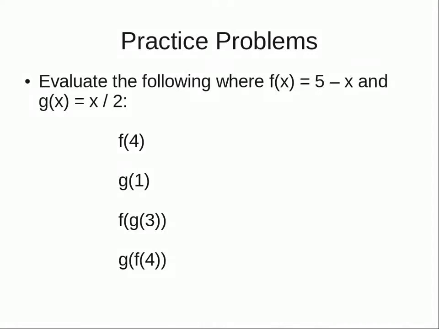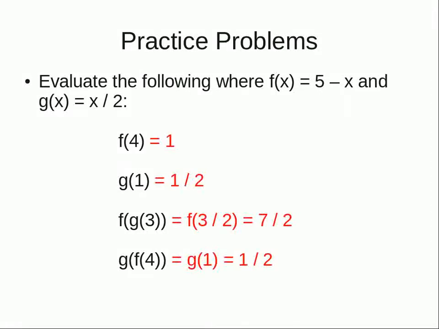All right, so what's going on here? Solutions. First one, f of 4 gives 1. The second one, g of 1, gives a half. And then the third one, f of g of 3, is the same as f of 3 halves, which gives 7 halves. And then g of f of 4 is equal to g of 1, which is equal to 1 half.